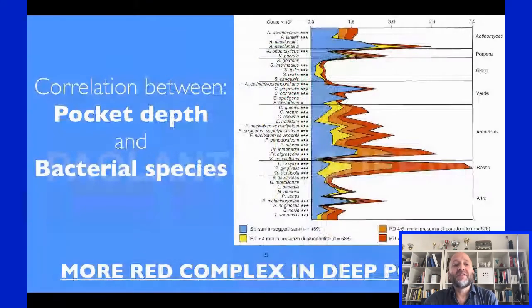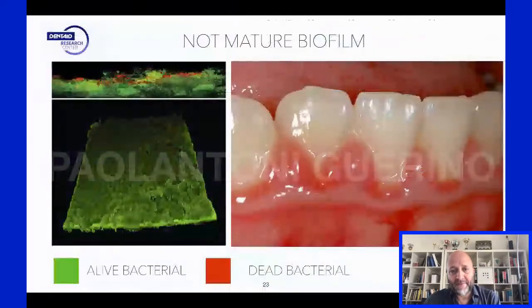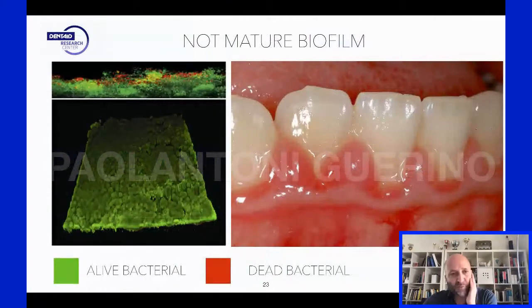And we know that there is a strict correlation between the pocket depth and the bacterial species. We can have more red complex in the pocket. And this is an image on the left side from the dental lab of Dentaid Research Center.